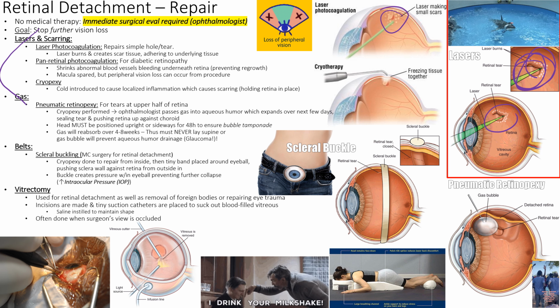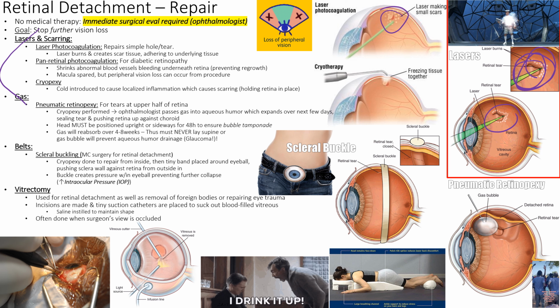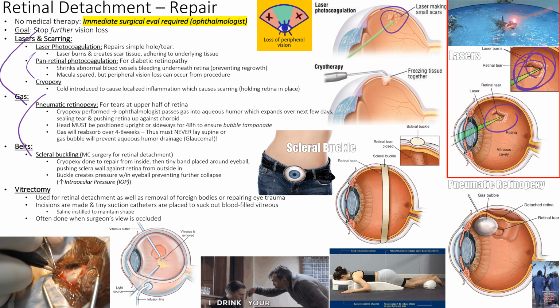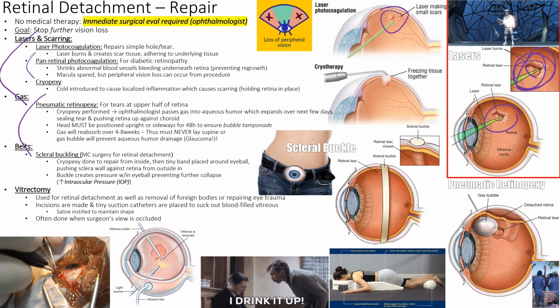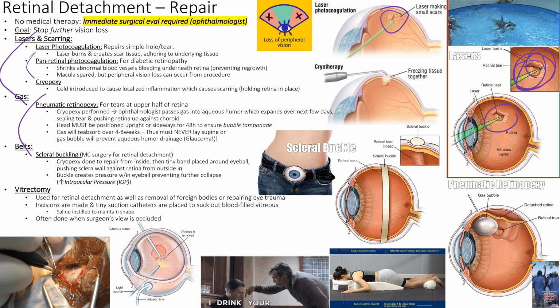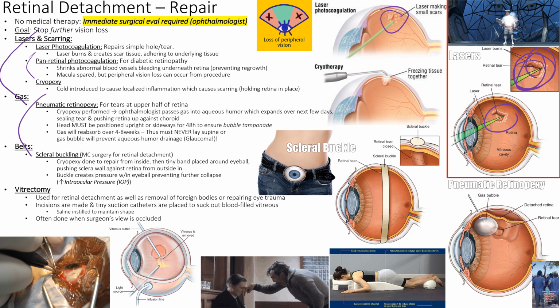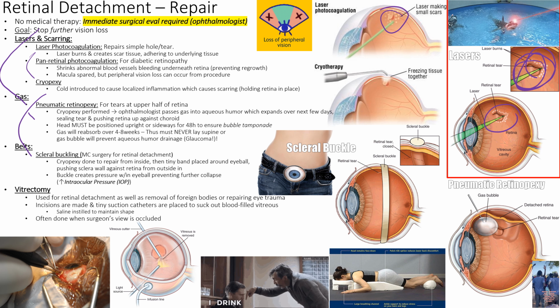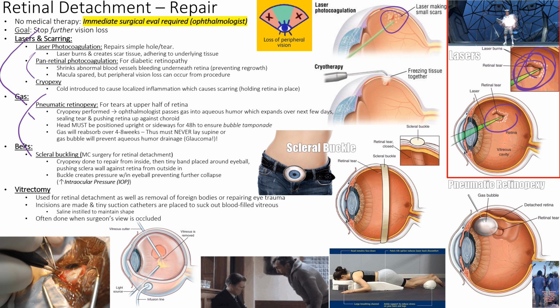We can use the lasers, or we can use, what's it called over here? Pan-retinal photocoagulation. Use light rays to freeze and cause, again, scar tissue so that it stops the separation of that retinal membrane. Okay. And then we have pneumatic retinopexy. So pneumatic being like air, right? So a pneumothorax or pneumobilia or something like that. So we've got a pneumatic retinopexy.